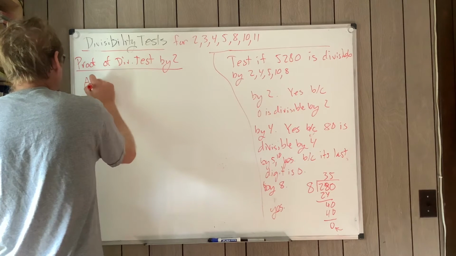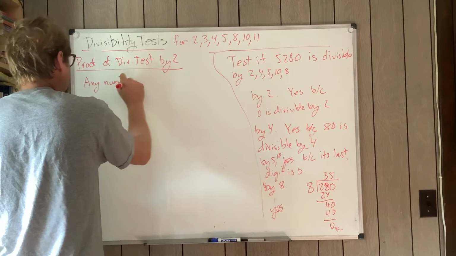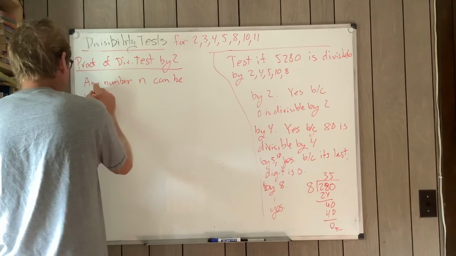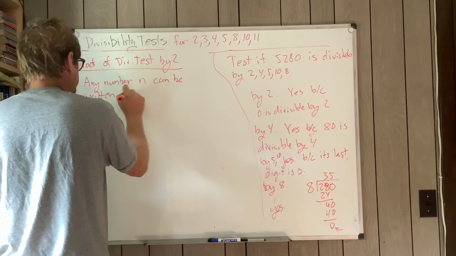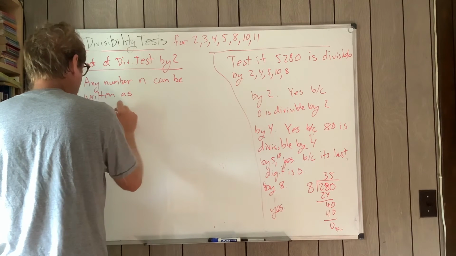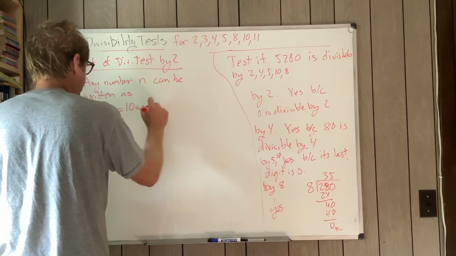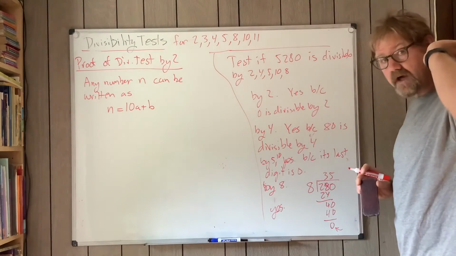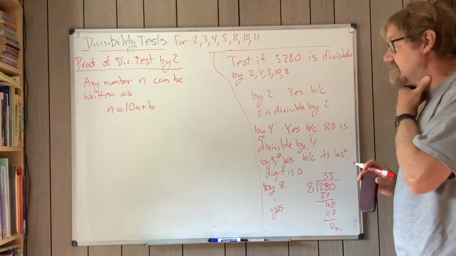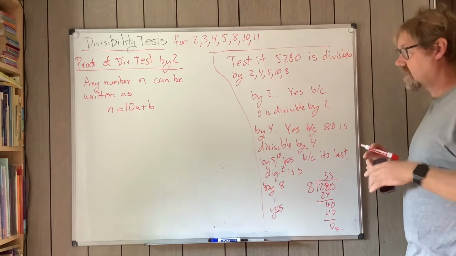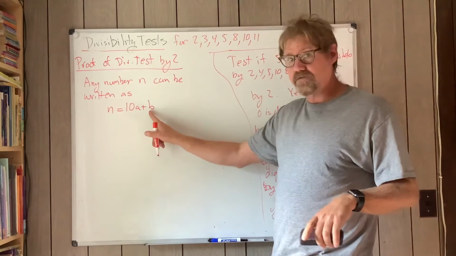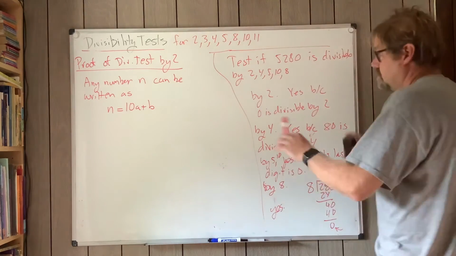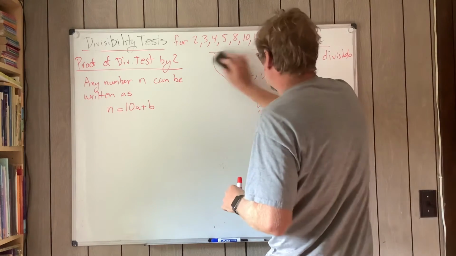We're going to let any number n be written as this. We're going to see this in a lot of these little proofs. Basically all you're doing is pulling off the last digit and then everything else. Let me just show before we go on with this.